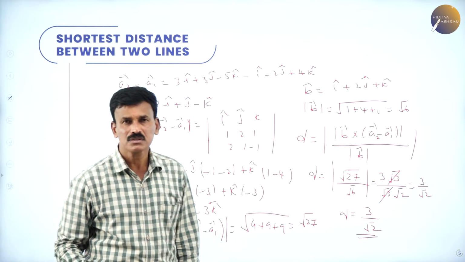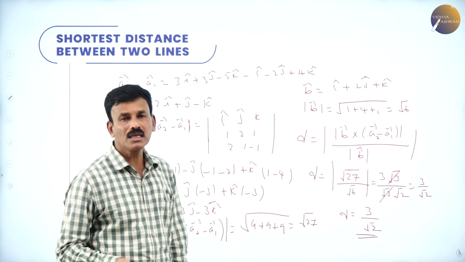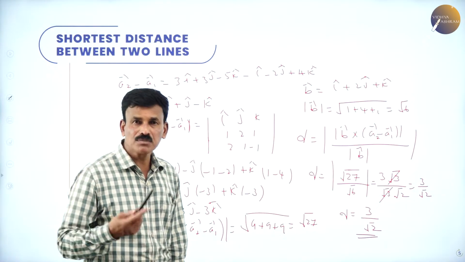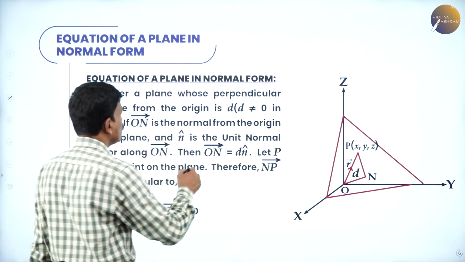Hope you followed. So that's all regarding how to find the shortest distance between the parallel lines and the skew lines. Now let us come to the next concept, part 2, that is the plane.